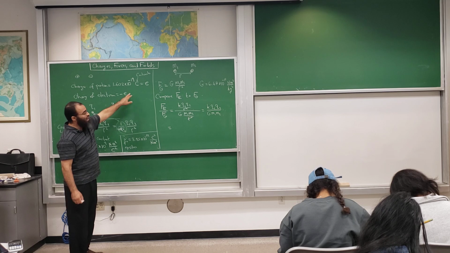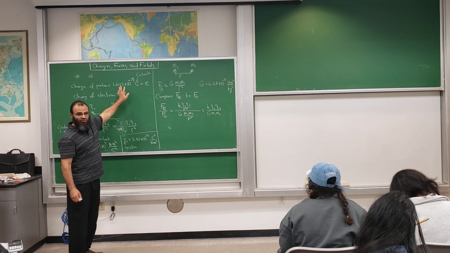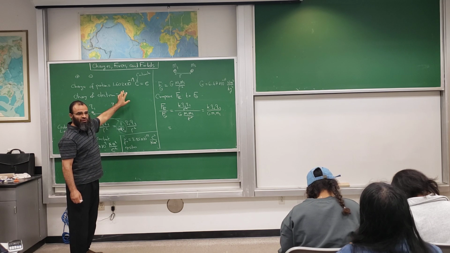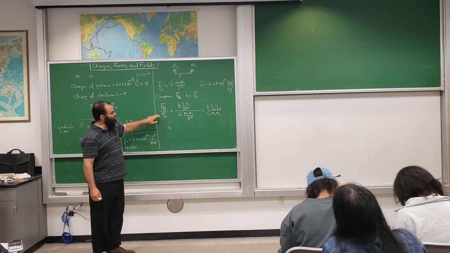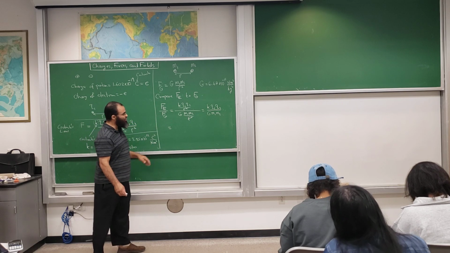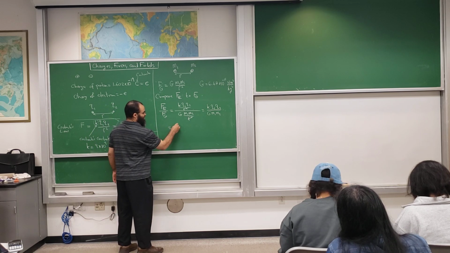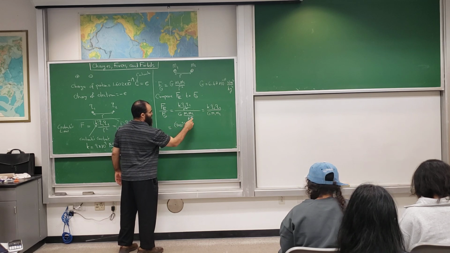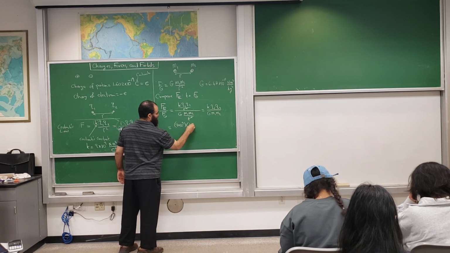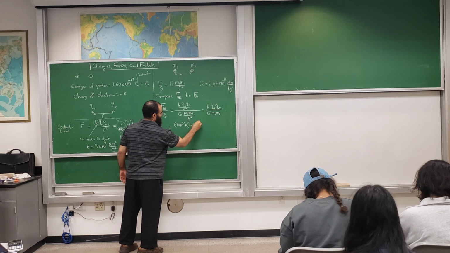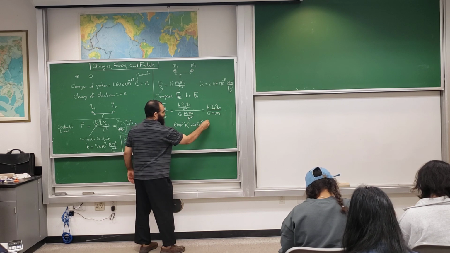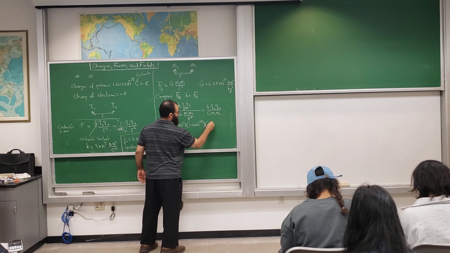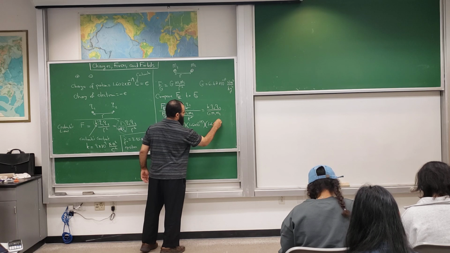Electron and a proton, they happen to have the same charge, the same magnitude of charge. And I'm looking here for the magnitude of force, so I'm going to plug in the numbers. K is 9 times 10 to the 9. Q1 is 1.6 times 10 to the minus 19. And charge 2 is 1.6 times 10 to the minus 19.